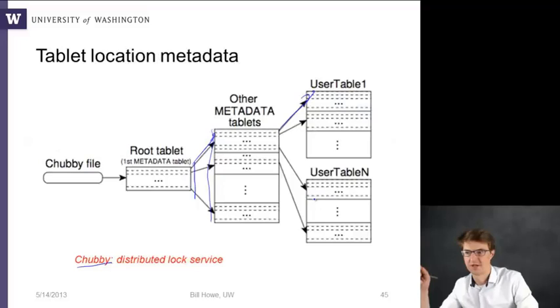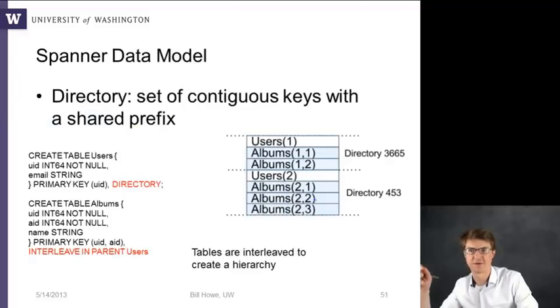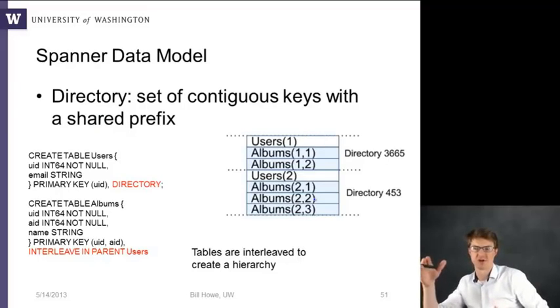Okay, so fine. That's Spanner at a high level. Let me give you a couple more details about what the system does. The data model here is this notion of directories. These are a set of contiguous keys with a shared prefix. You can think of it kind of like a tablet in Bigtable, but now they have this notion of multiple logical tables being interleaved.